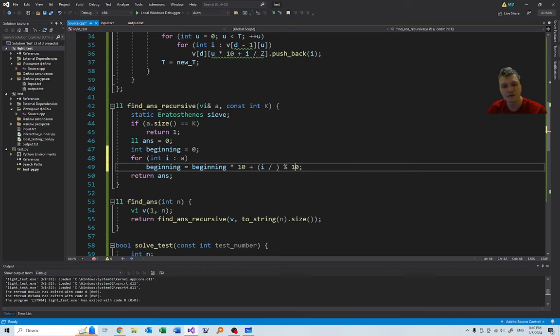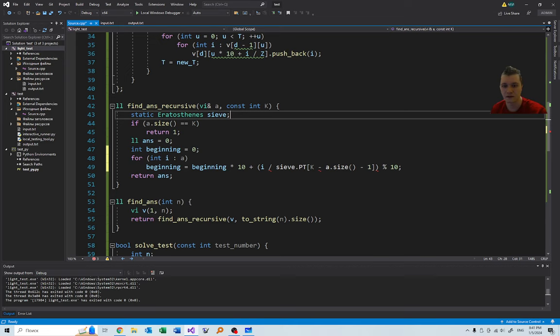What is the number of digits after it? It is simply some power of 10. For example, if a is fixed, but what is fixed? When a is k minus 1, we need to divide by 1. So it should be k minus a dot size minus 1. And this number is taken here.